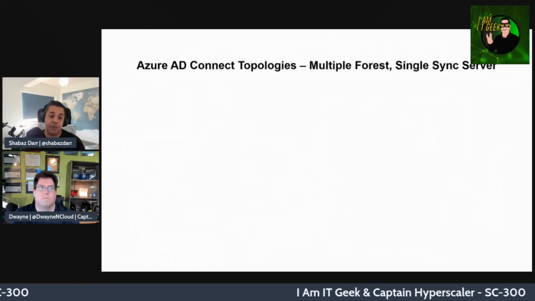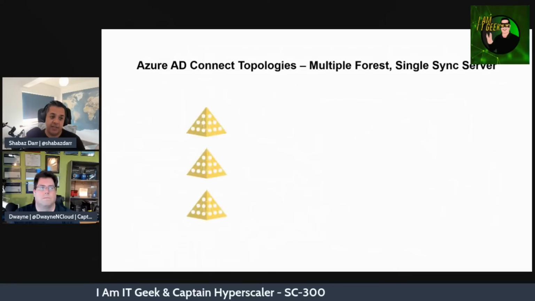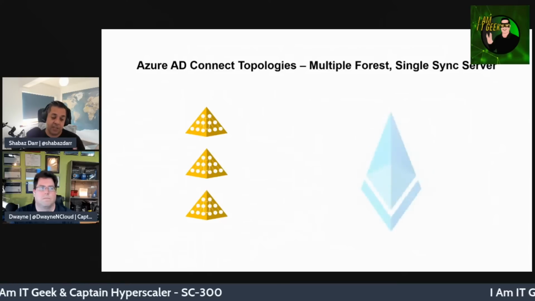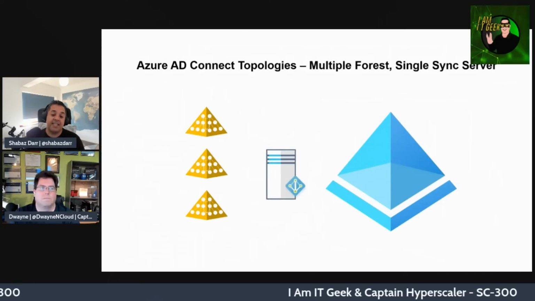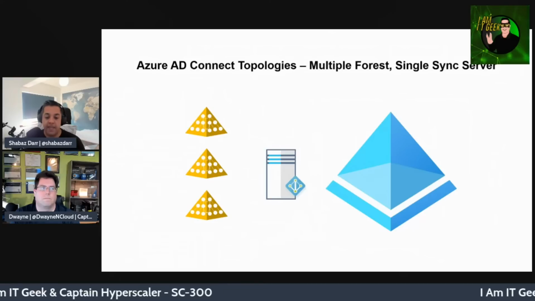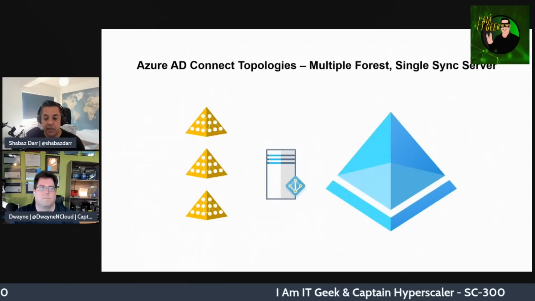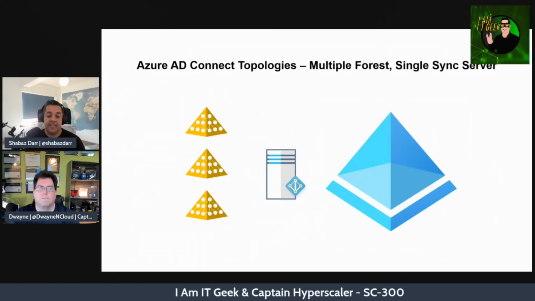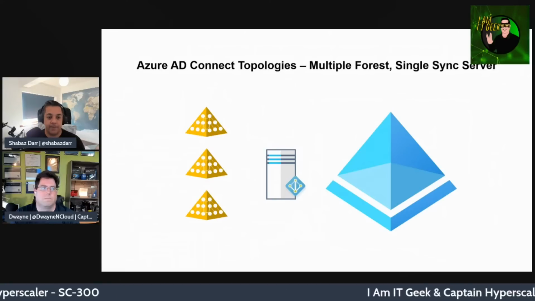Another topology is multiple forests with a single sync server. So we have our multiple forests, we have our Azure AD, but in between we have a single sync server. In this environment, all on-premises forests are treated as separate entities. So no user is present in any other forest, and each forest has its own Exchange organization and their own sort of GAL sync between the forests. This topology might be the situation after a merger or acquisition, similar to what Dwayne mentioned earlier.